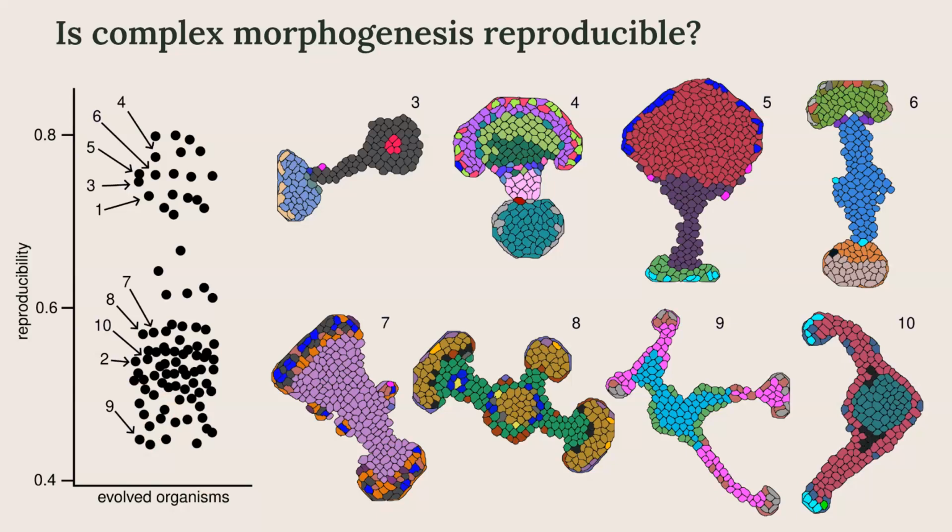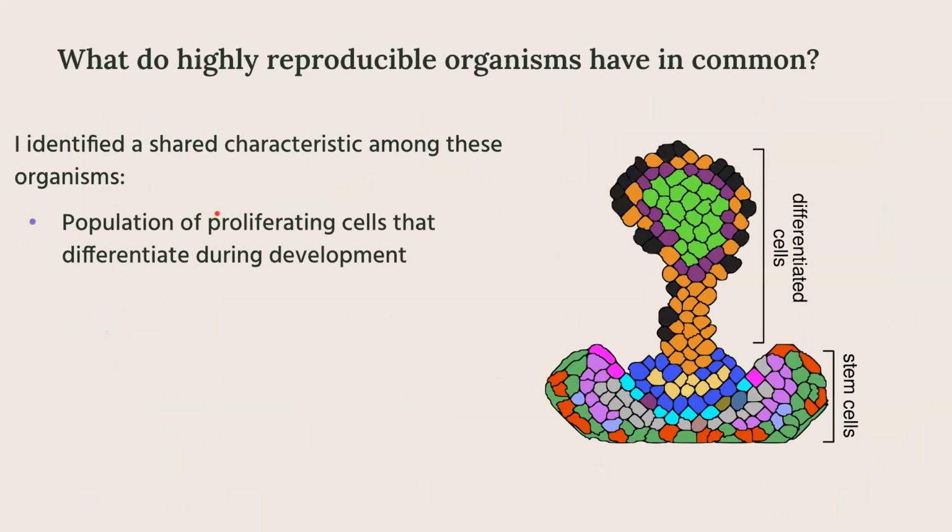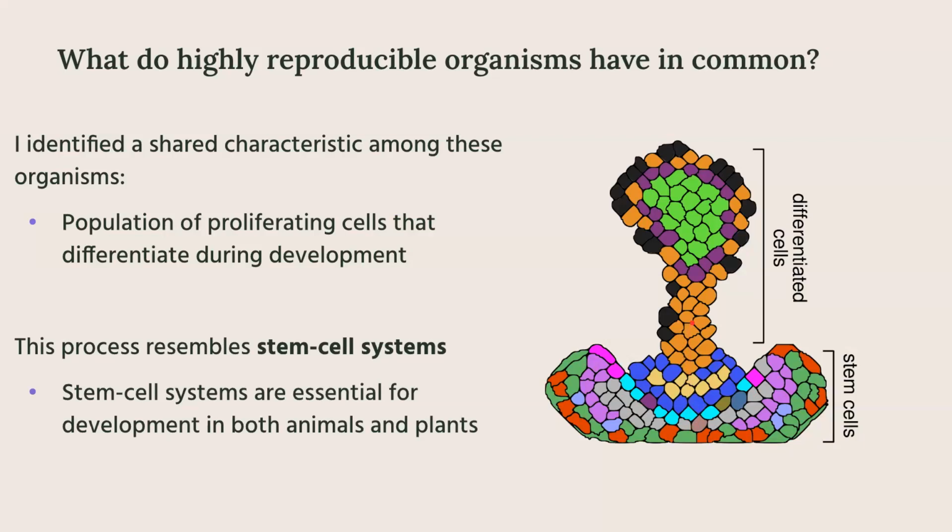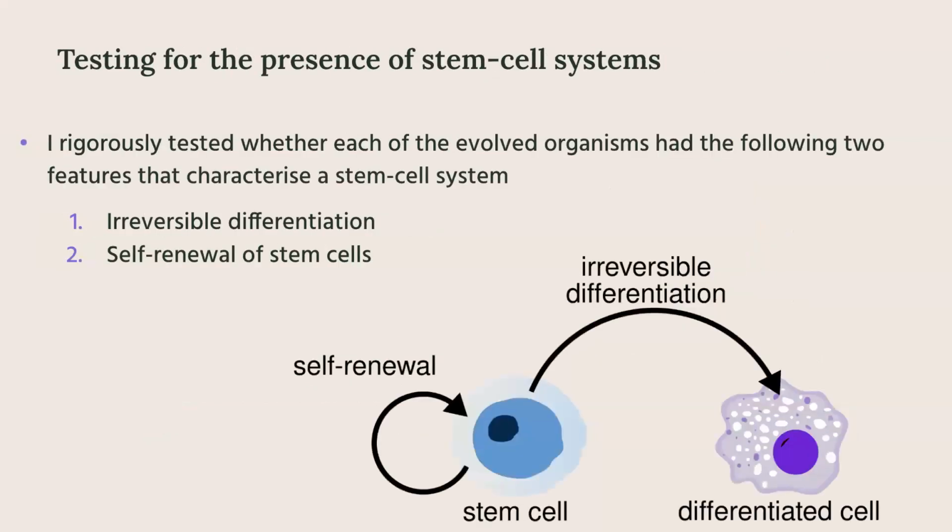The next thing I did was try and identify what mechanism could be causing these organisms to undergo reproducible morphogenesis. And what I found was that all the organisms that underwent reproducible morphogenesis had one characteristic in common. They had populations of proliferating cells, which are these cells down the bottom here, if you remember the development of this organism that I just played, that differentiate during development. And this process resembles stem cell systems, which are essential for development in both animals and plants.